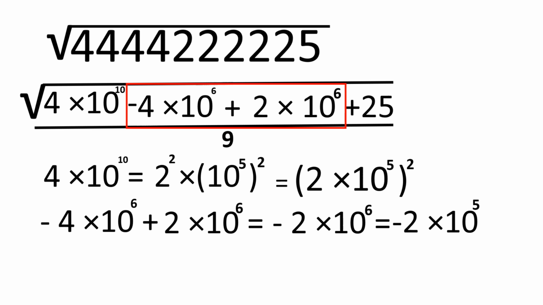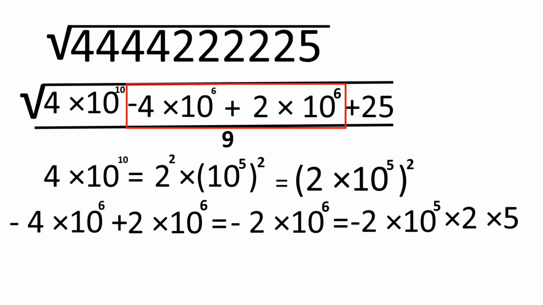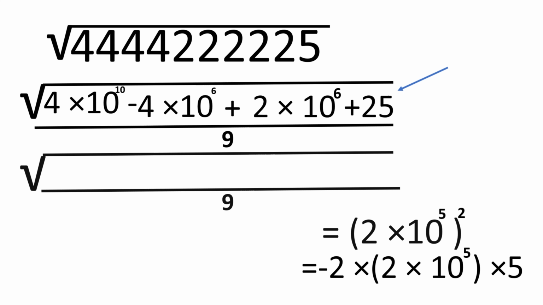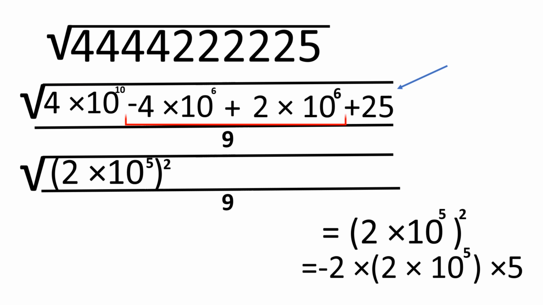Can rewrite it as 2 times 10 raised to 5 plus 1, or 2 times 10 raised to 5 can be broken as 2 times 5. But this becomes this 2 times 10 raised to 5 times this. Substitute both of them here. First, rewrite this 4 times 10 raised to 10 as this, and then this part as this. Now also rewrite this 25 as 5 squared.